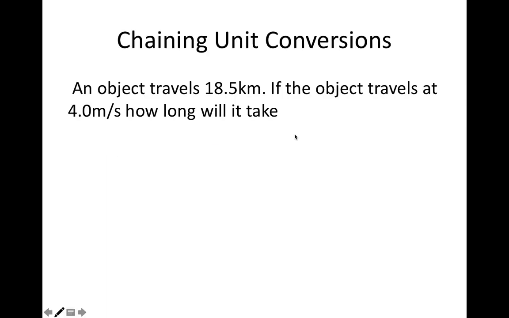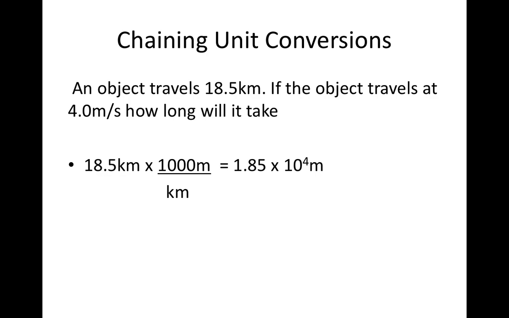Chaining unit conversions. An object travels 18.5 kilometers. If the object travels at 4 meters per second, how long will it take? So in Physics 11, you learned equations to do these types of questions in kinematics, but you can also do these types of questions by using unit conversions and canceling units. So the first thing we want to do is change all of the units to SI units. So we change 18.5 kilometers into meters by multiplying by the conversion factor.